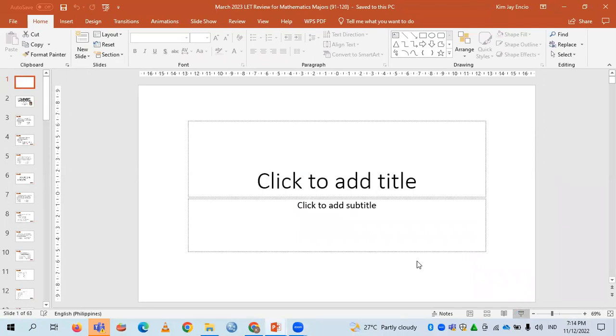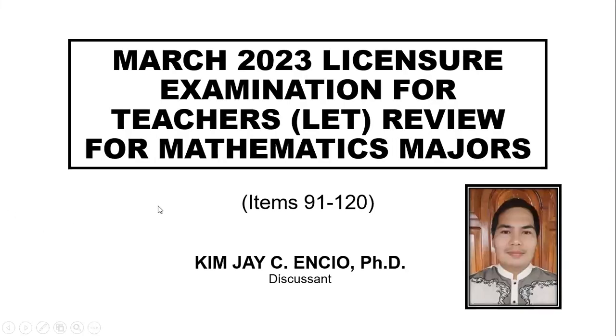So we are done discussing the first 90 items. This time, we will discuss the next 30 items, particularly items 91 until 120. So I believe we are all set. Are we set po? Are we ready? With our copies, with our answer sheets?